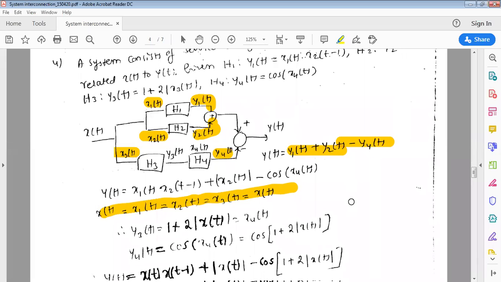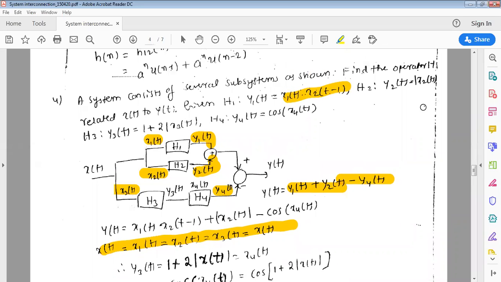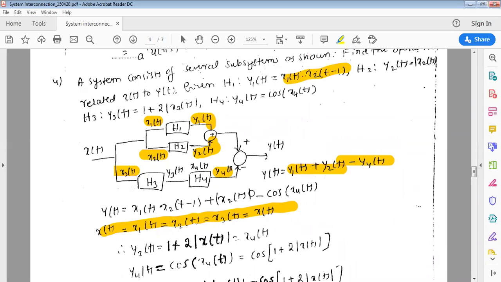Let us get what is y1 of t. y1 of t is x1 of t into x2 of t minus 1. So I wrote x1 of t into x2 of t minus 1 plus, what is your y2 of t? y2 of t is mod of x2 of t. So therefore I wrote plus mod of x2 of t. Minus y4 of t is nothing but, see here, cos of x4 of t. Therefore I wrote minus cos of x4 of t. So whatever is given in the problem, I simply substituted: x1 of t, x2 of t minus 1 plus mod of x2 of t minus cos of x4 of t.